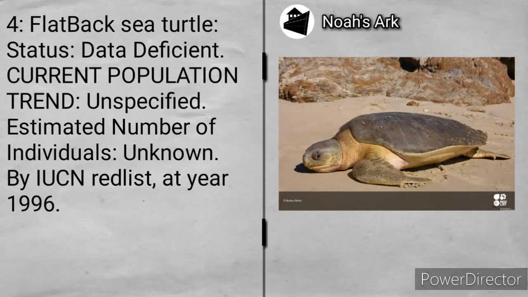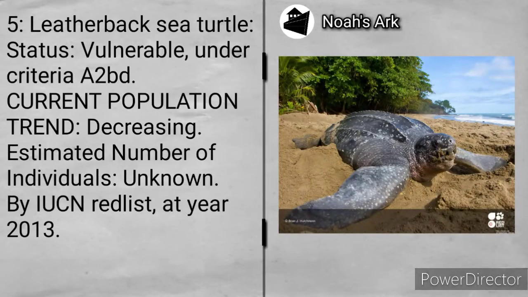4. Flatback Sea Turtle, status, data deficient. Current population trend, unspecified. Estimated number of individuals, unknown. By IUCN Red List, at year 1996. 5. Leatherback Sea Turtle, status, vulnerable, under criteria A2BD. Current population trend, decreasing. Estimated number of individuals, unknown. By IUCN Red List, at year 2013.